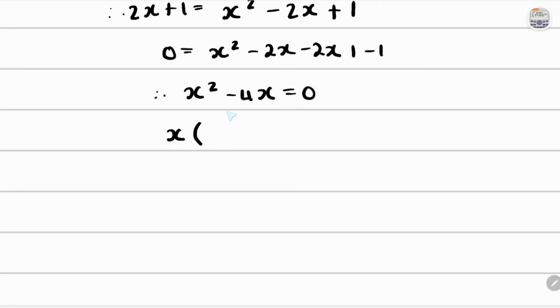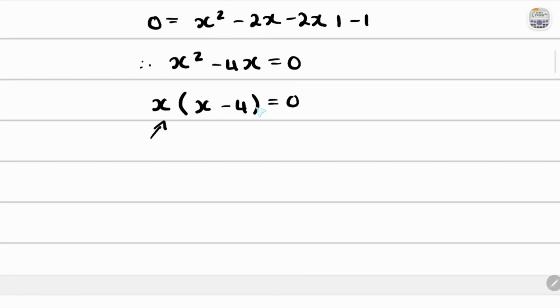So we take that out, and all we have in the first term: what times x gives you x squared? It's x. And what times x gives you negative 4x? It's negative 4. That is equal to 0. Again, we have a system where something multiplied by another thing gives you 0. So either the first number is equal to 0 or the second number is equal to 0. So if x minus 4 is equal to 0, then x is equal to 4.